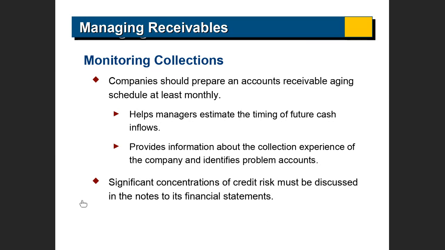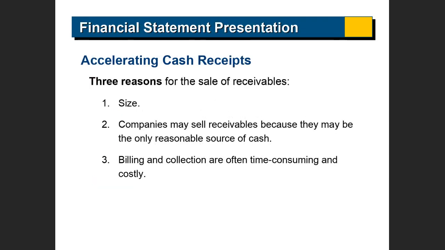If you have a big problem in this category, significant risk of not collecting the amount, large amounts, then this should be discussed in the footnote to the financial statements. And again, we did not discuss about the footnotes. Footnotes are extraordinary items that you cannot put on the face of the financial statement. So you discuss them in the footnotes. Okay.